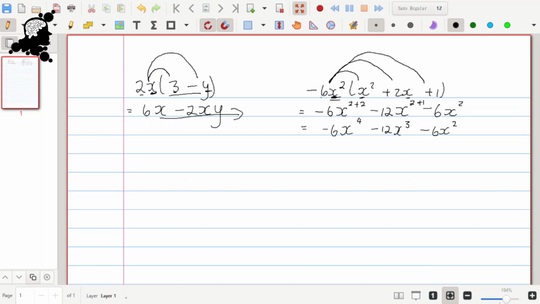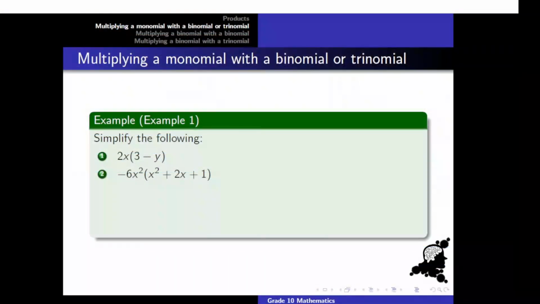Wonderful, we are done. If we look at this, do we have any like terms? Well, we've got x to the power 4, x to the power 3, x to the power 2. We've got the same variable, but each term has a different exponent. Therefore, there are no like terms. We leave it as it is. If it happens that we had like terms, we would have to add or subtract them, deal with the like terms first, then simplify. All right, let's move on to the next question.